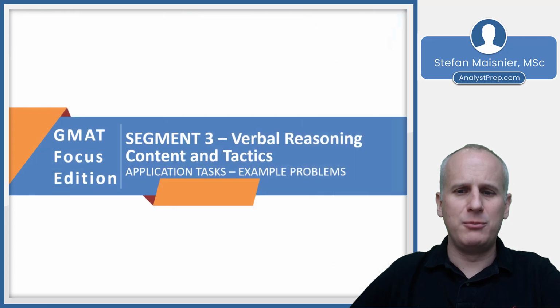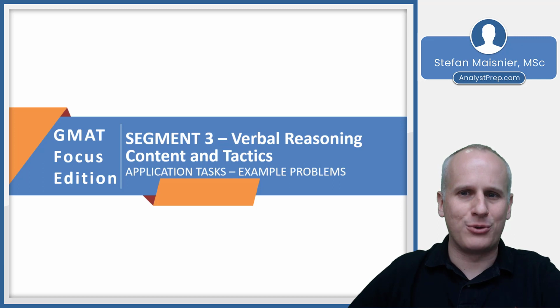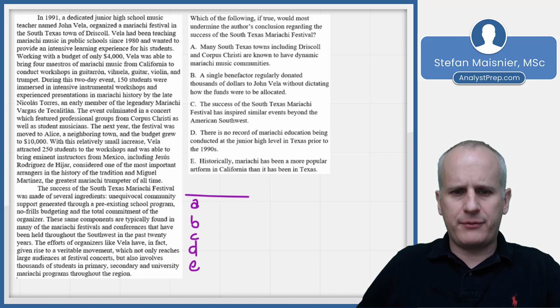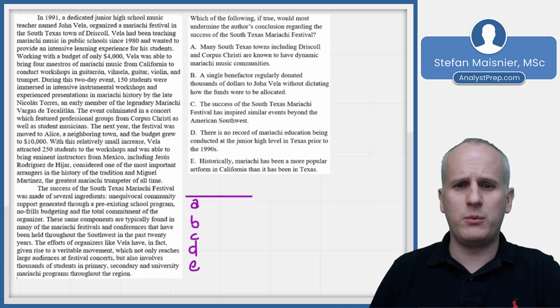So let's move on over to the whiteboard and take a look at how we'll utilize our scratch pad to work through these rarer, but sometimes the path to 700 plus on the GMAT Focus, application tasks in reading comprehension. So as always, we'll set up our scratch work first. We got A, B, C, D, E. We put a little line over top for the question task, and we see: which of the following, if true, would most undermine the author's conclusion regarding the success of the South Texas Mariachi Festival.